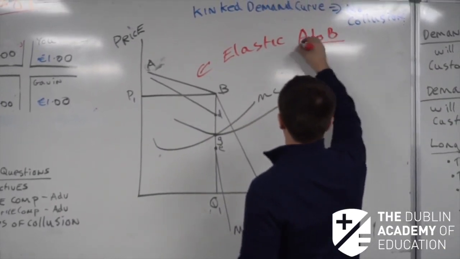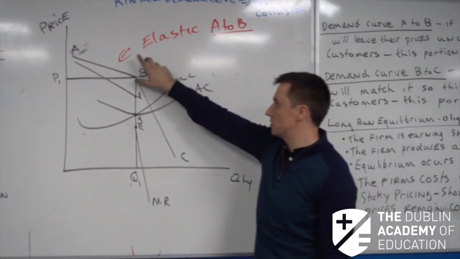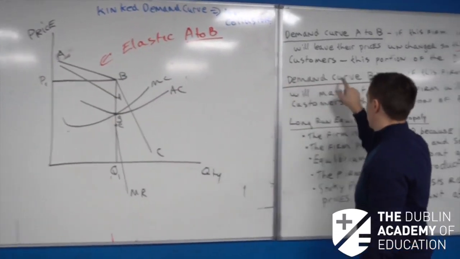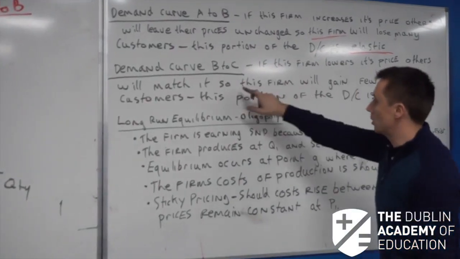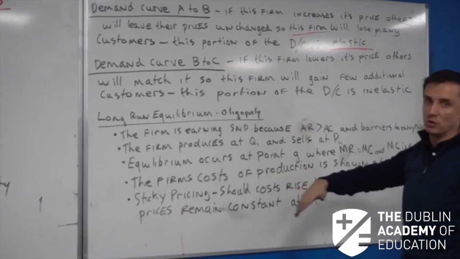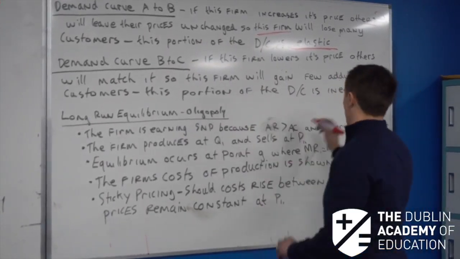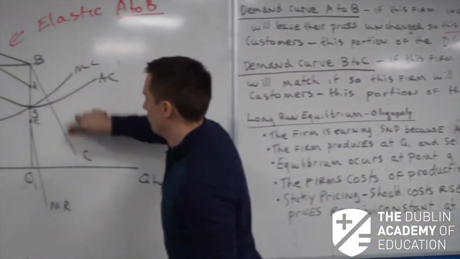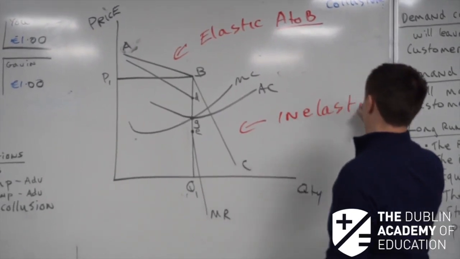And that's what you see there. So I raise my price, other firms leave their price unchanged, and this portion of the demand curve will be elastic. Let's look at the other scenario, my demand curve from B to C. If I lower my price, others will match it. So I knock the price down, you guys follow me, I'll gain very few additional customers, and that's why this portion of the demand curve is going to be inelastic. So from B to C, we're going to have inelastic demand. Brilliant.